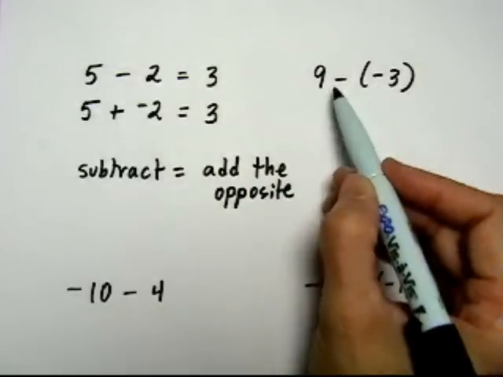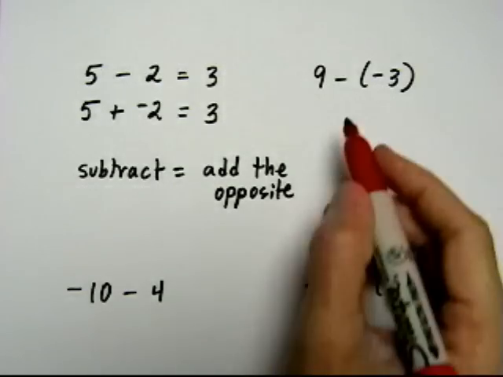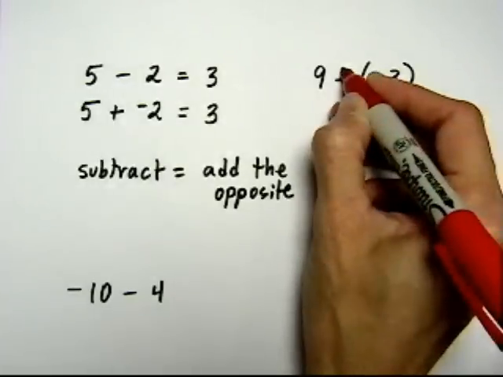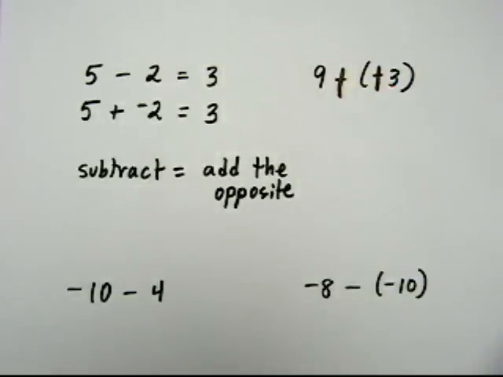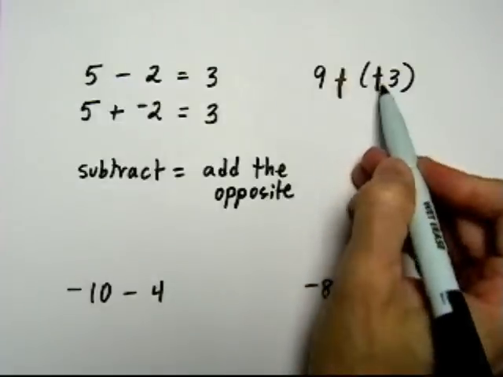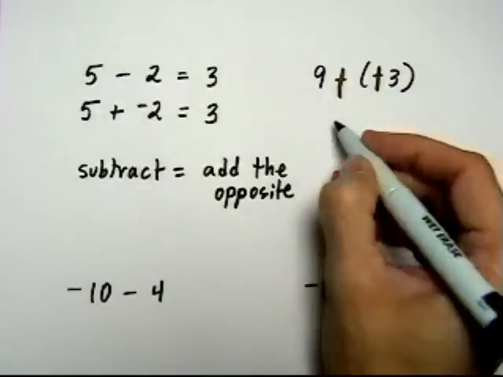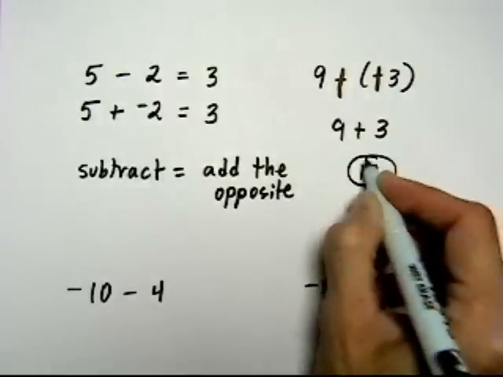If we have 9 minus a minus 3, then we can change to add the opposite. So instead of subtracting negative 3, we're going to add a positive 3. And make sure that both of those changes happen. We don't want to just change the sign of the number. We have to change subtraction to addition. So now we have 9 plus 3. And that equals 12.